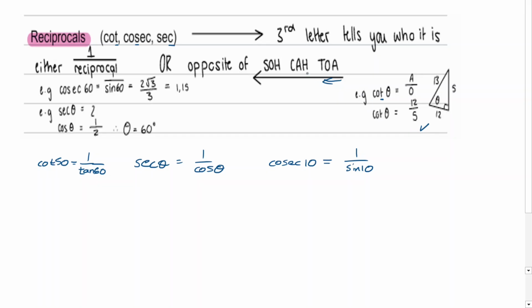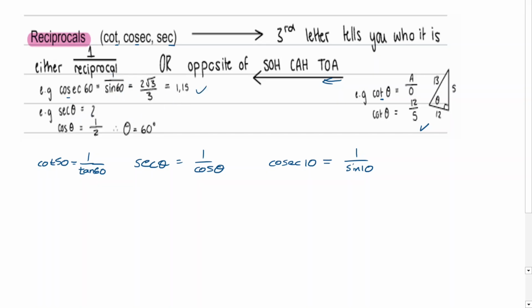And so you either look backwards through SOHCAHTOA, or you can do reciprocals. So here's the odd worked example. What is cosec 60? I look at the third letter, it's S for sine, so it's 1 over sine 60, and that I can punch in my calculator and I get my answer.